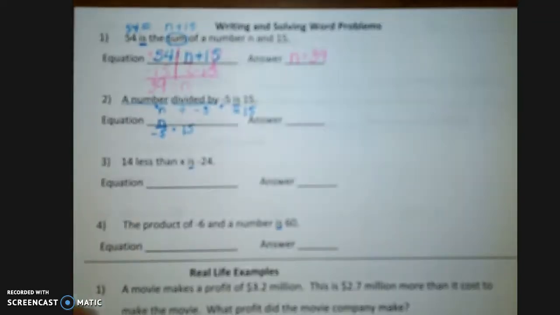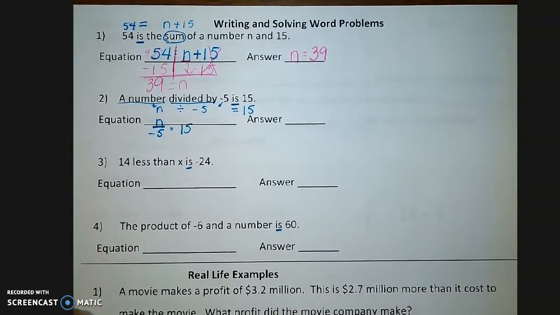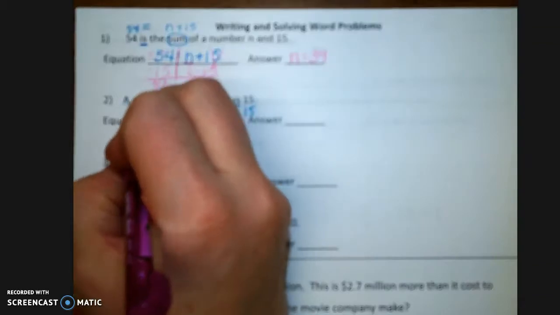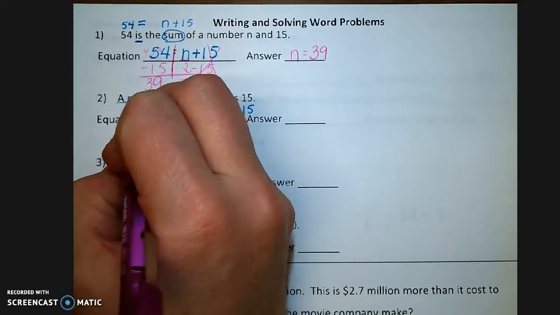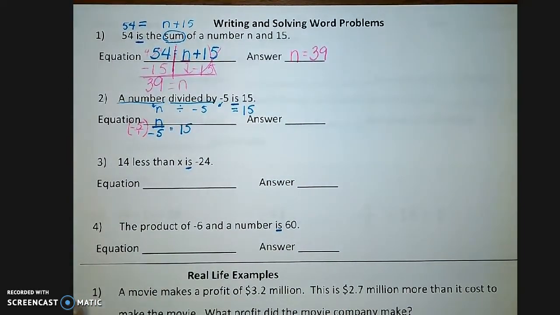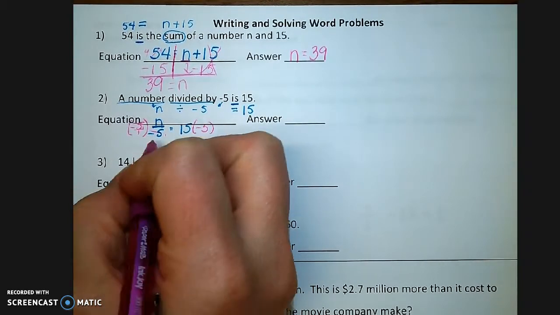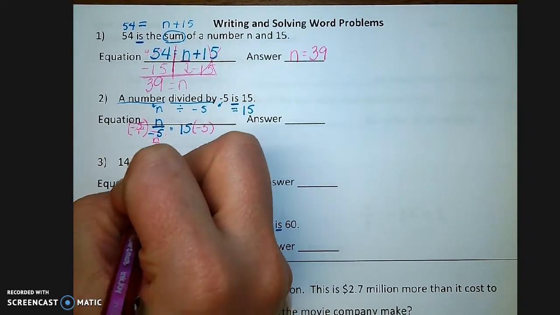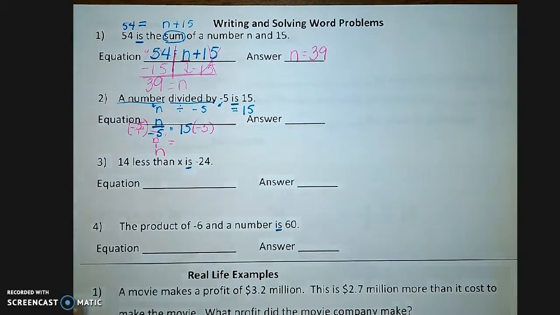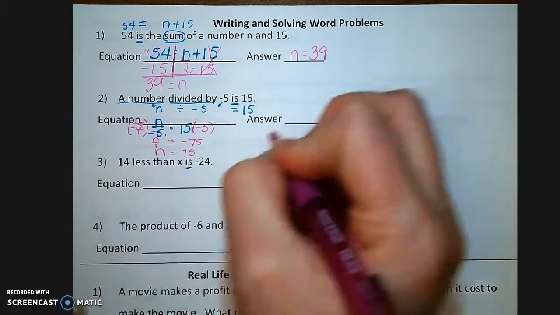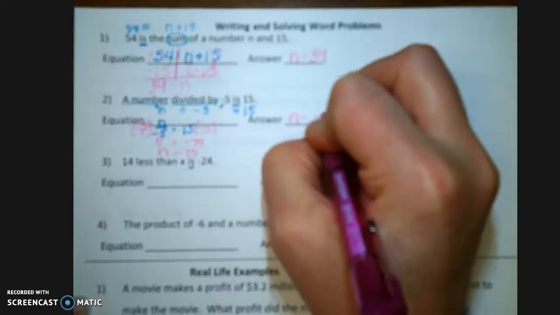Well, my n is my variable, and it's being divided. And so since it's being divided, I'm going to undo that by multiplying. Since I'm dividing by negative 5, I'm going to multiply by negative 5. I'm going to pop it over 1 because it's a fraction in that n over negative 5 form. When I do that, my negative 5s are going to cancel out to 1s, so I get n over 1, which is just the same as n. And that is going to be equal to negative 75. So my n equals negative 75.